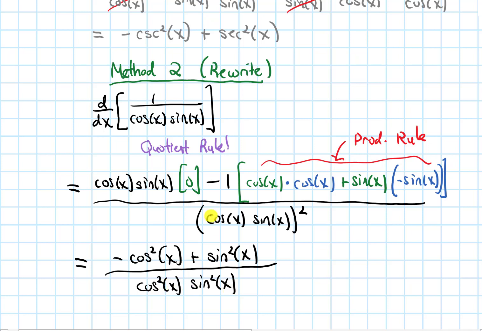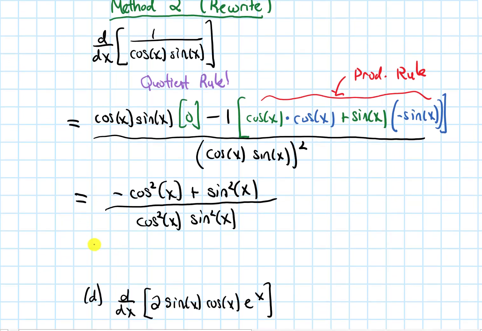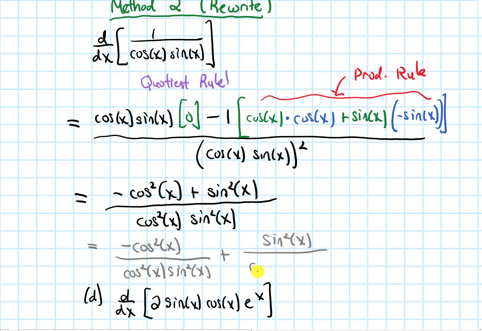So far that looks a little bit different than what we had before in method 1 with the negative cosecant squared plus secant squared, but we can get it in that form if we split this up into two fractions. This is negative cosine squared x over cosine squared x, sine squared x, and then plus the other term on the top, sine squared x, over the whole denominator, cosine squared x, sine squared x.